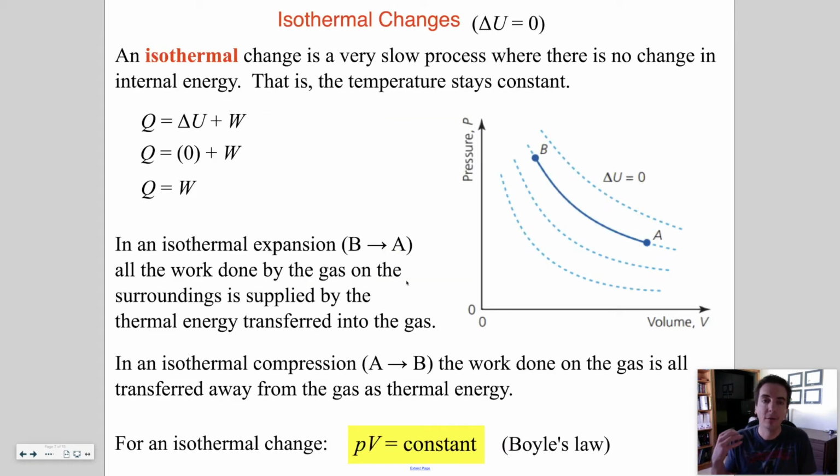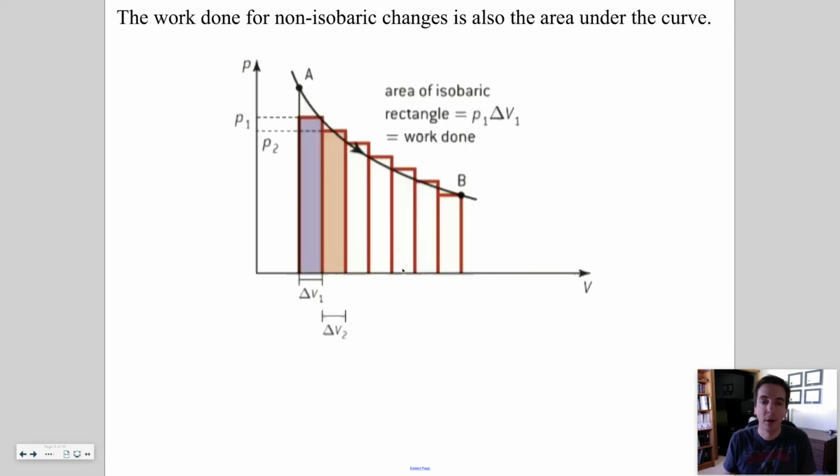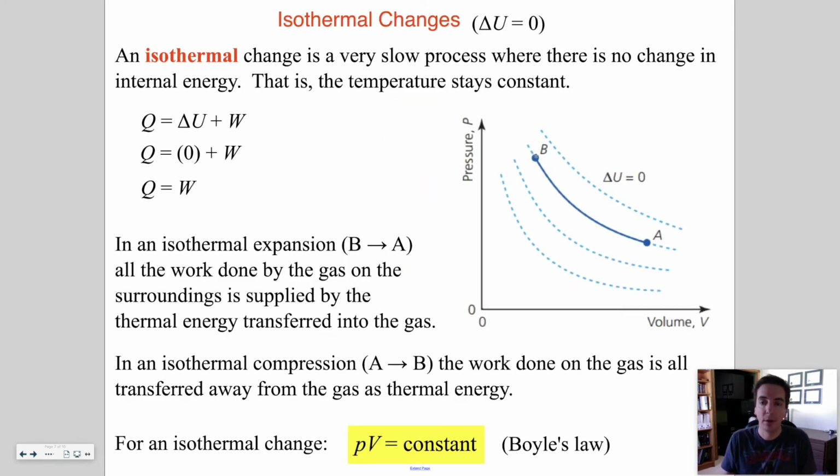Okay, isothermal. Notice that was an isothermal change, where it was along one isotherm. This is what we're getting to next, starting from there to there. Notice the temperature stays the same, but we can just read the graph. The pressure goes down and the volume goes up. So an isothermal change is a very slow process where there's no change in internal energy.